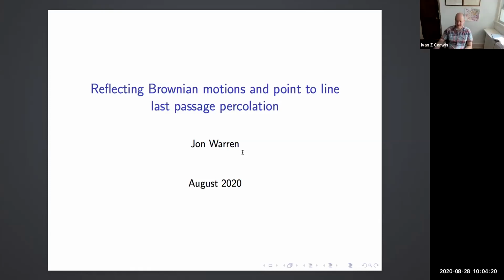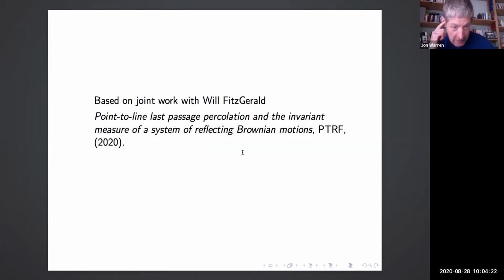Straight away. Yeah. So this talk's based on some joint work with Will Fitzgerald, who was a PhD student in Warwick and is now a postdoc in Sussex. And there is a paper that it's all essentially taken from, which has appeared in PTRF.